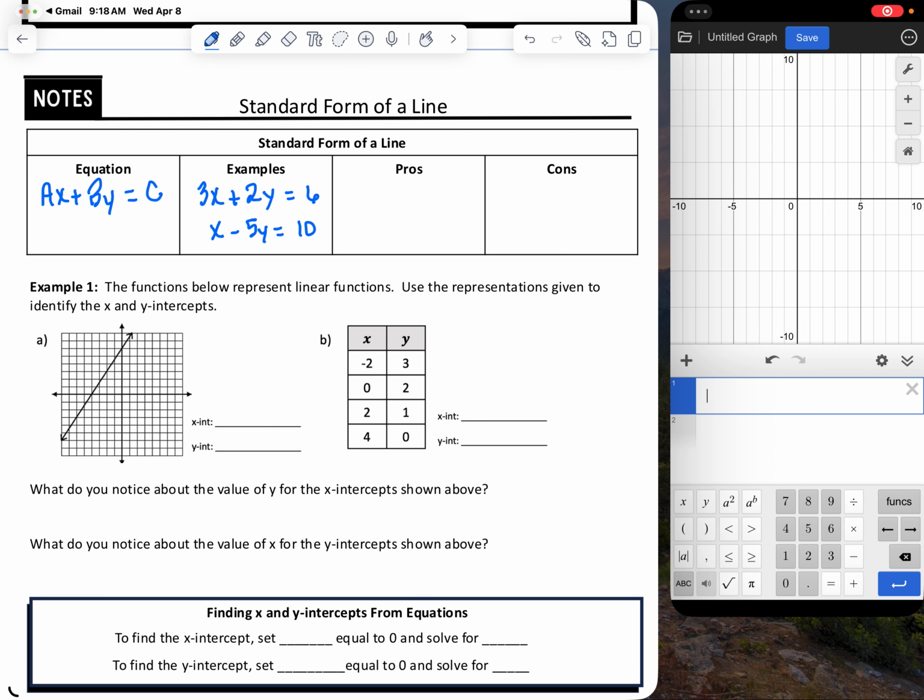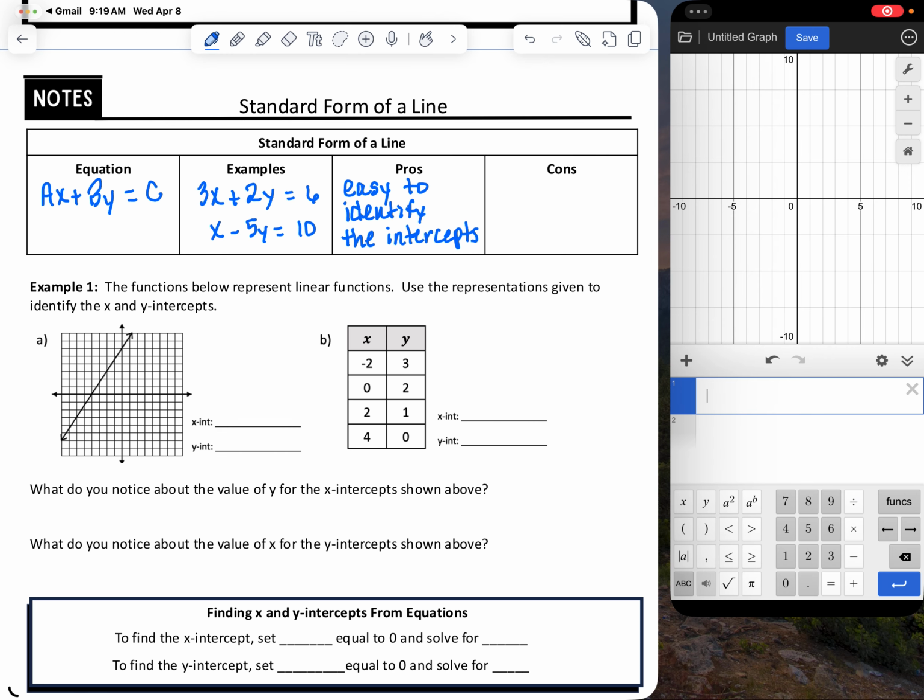Now, some pros to standard form would be that it is easy to identify the intercepts. If you wanted to make a quick sketch of a graph, you could just identify the x-intercept, the y-intercept, plot them on a graph, and connect the 2 points.